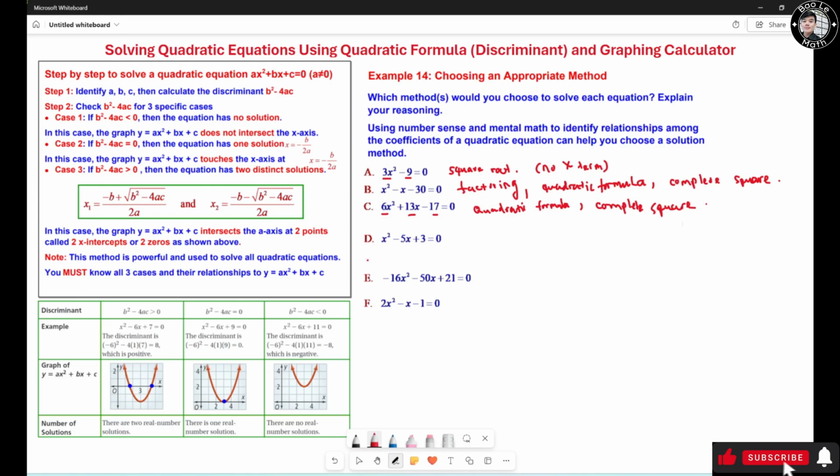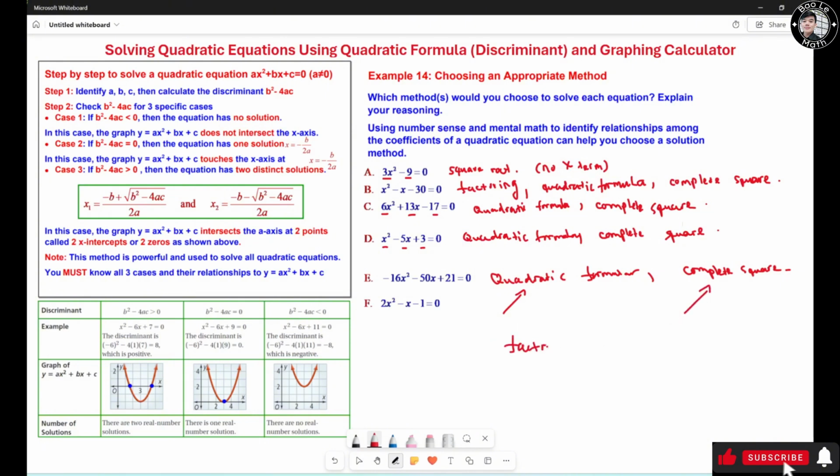Question D, this quadratic equation cannot be factored, right? So we can use the quadratic formula. We can use complete the square. Question E, we can use the quadratic formula. We can use complete the square. Now question F, we can use the quadratic formula, we can use complete the square, and we can factor, right? In general, A, B, C, D, E, F can be solved using a graphing calculator, right?